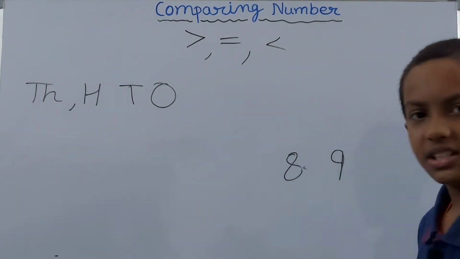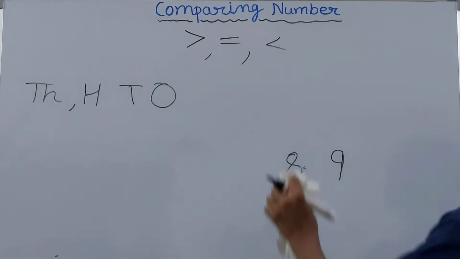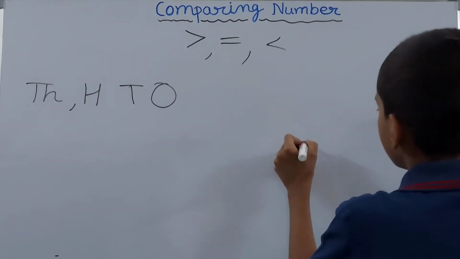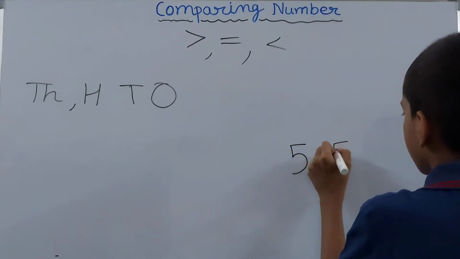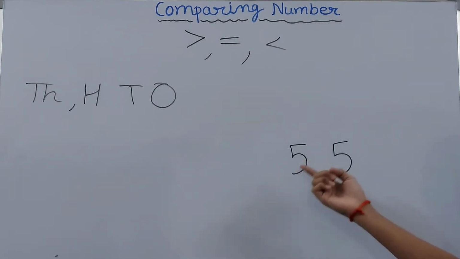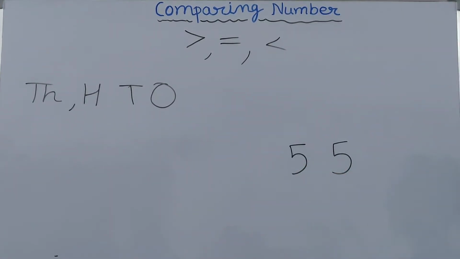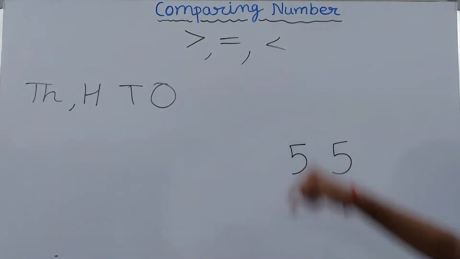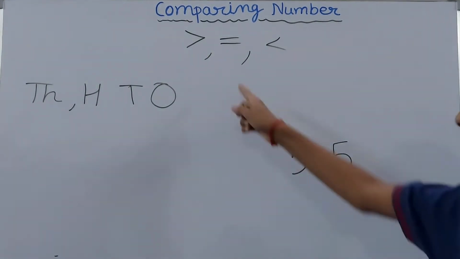Now friends, let's see one last small example. Now I have written two numbers over here. This is 5 and this is also 5. In this, both the numbers are equal. So now what will we do? If we take this symbol, it will be wrong. If we take this symbol, it will be wrong. Now this symbol is left.